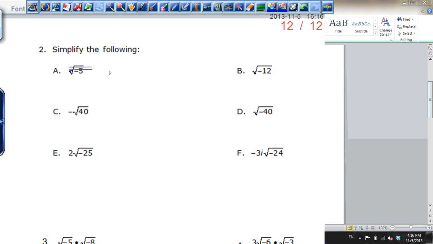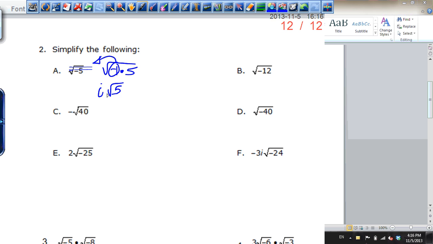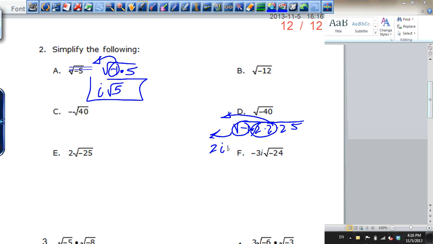Square root of negative 5 is the same thing as the square root of negative 1 times 5. And now that we know what the square root of negative 1 is, that's i, I can bring that to the outside. So it's going to be i times the square root of 5. Let's look at maybe D. Got another negative on the inside there, so negative 1 times 2 times 2 times 2 times 5. I'm breaking all that down. I got a pair of 2's, one cancels, one goes on the outside just like yesterday's notes, and then I got an i on the outside. So 2i and then square root of 10.